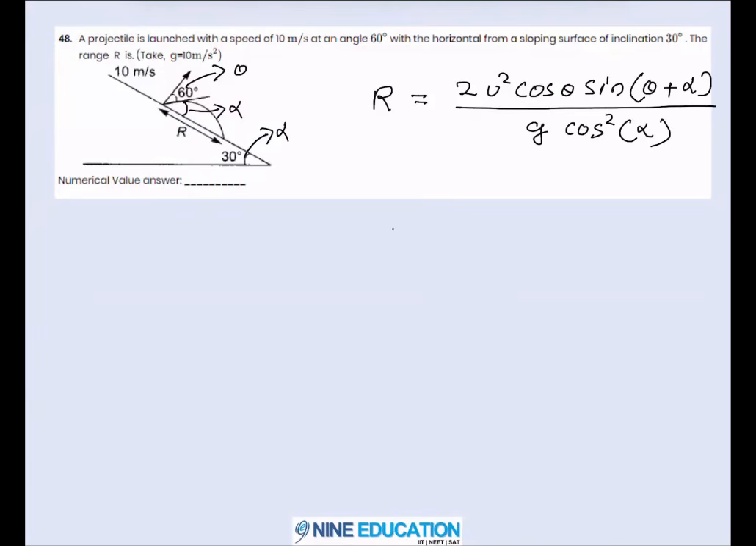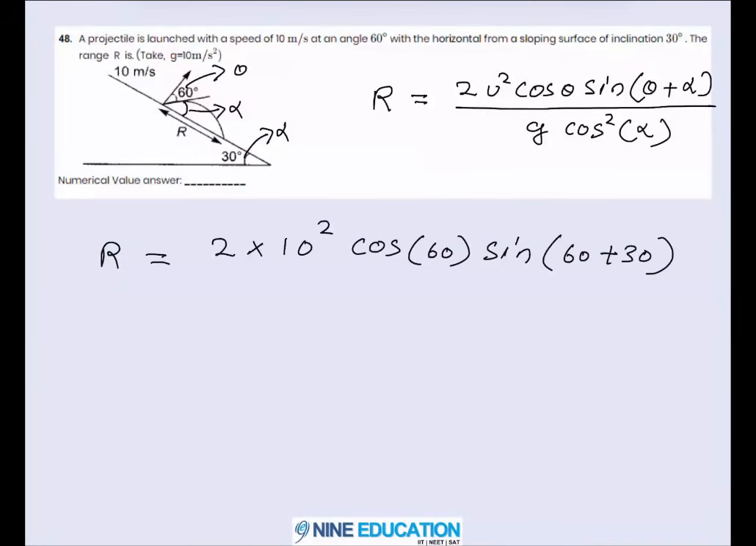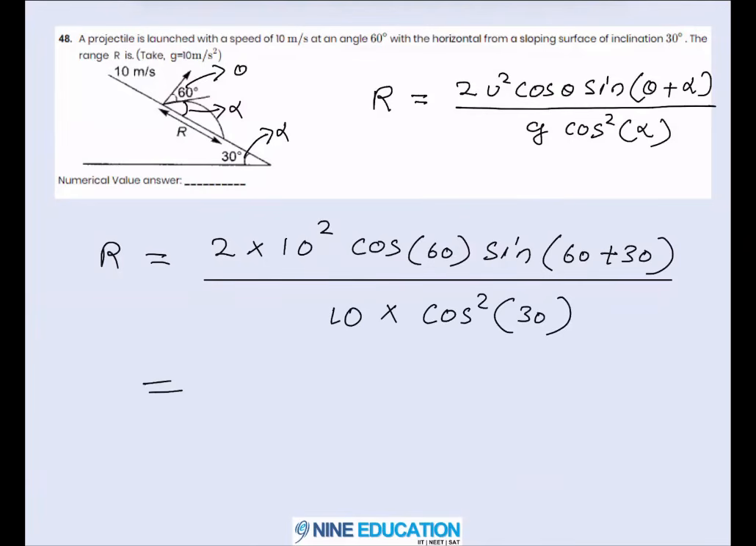So now let us straightforwardly apply the formula and get our answer. What do you think the range will be? The range will become 2 into u is 10, so 10 square, cos of theta, theta is 60 degree, into sine of 60 plus 30, which will become 90, divided by g, g is again 10, into cos square alpha. Alpha is 30. Now, if you proceed with the calculation, you will get the answer to be about 13.33 meter. And if you round it up, the answer will come out to be 13. So answer is 13.